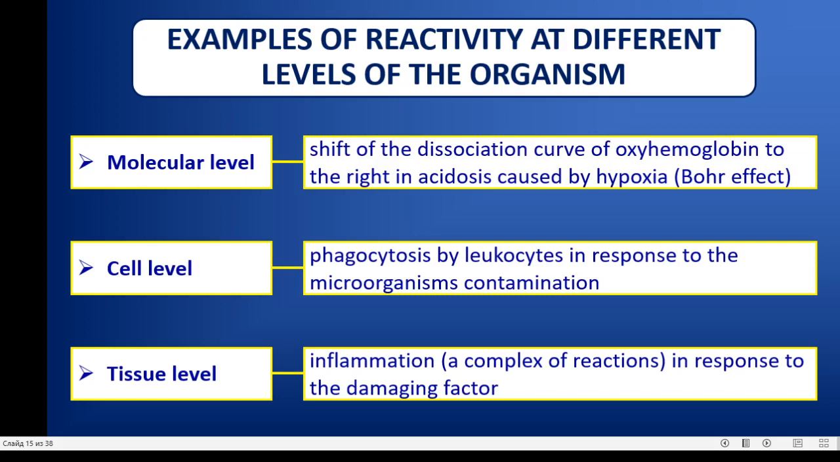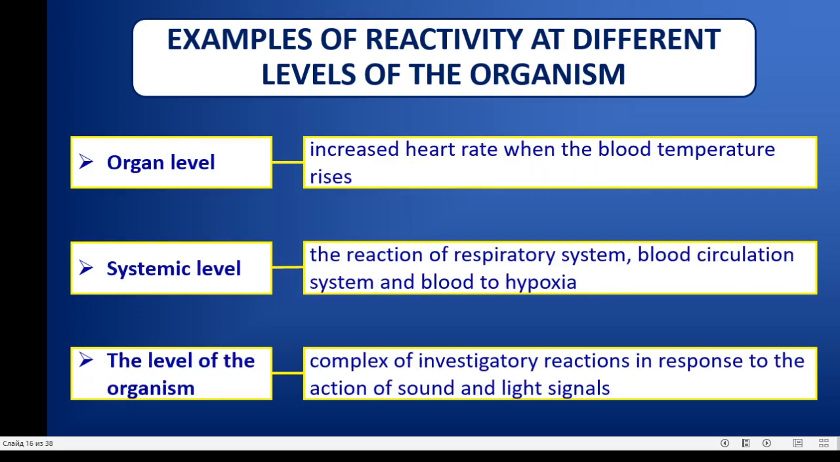Molecular level: shift of the dissociation curve of oxyhemoglobin to the right in acidosis caused by hypoxia, the Bohr effect. Cell level: phagocytosis by leukocytes in response to the microorganism's contamination. Tissue level: inflammation, a complex of reactions in response to the damaging factor. Organ level: increased heart rate when the blood temperature rises.